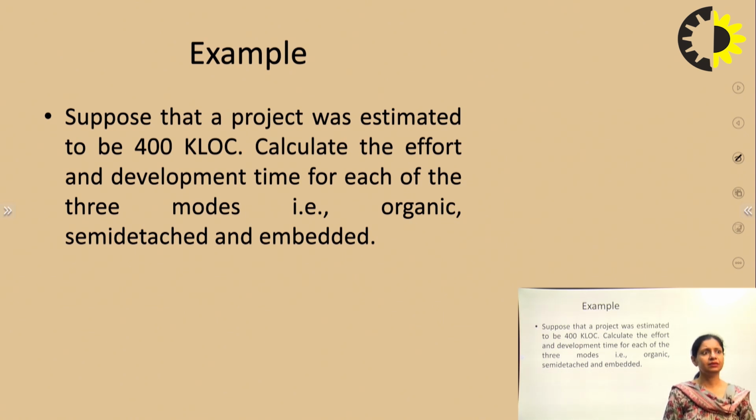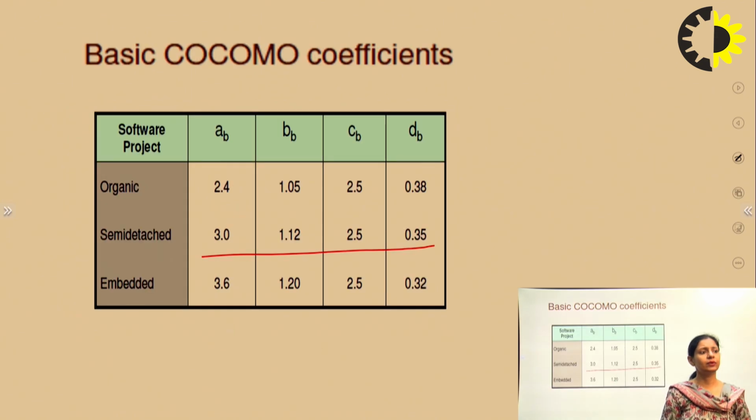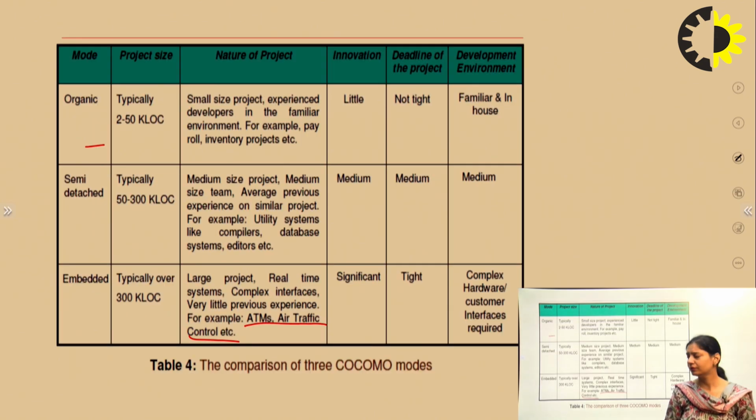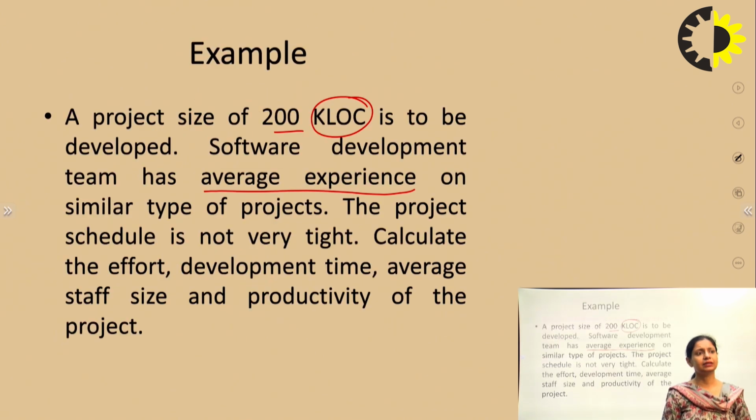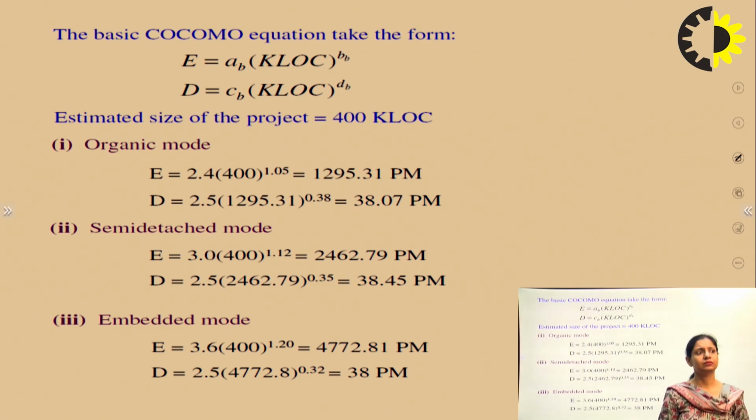We again have an example where the project size is 400 KLOC and we need to calculate the effort and the development time for each of the modes. In case these three modes were not given, then we need to check the total lines of code, that is 400, and as per the table over here, we typically see that there are 300 KLOC. In embedded systems we would only be calculating the embedded, but since here they are asking for the organic, semi-detached and the embedded ones, we will calculate the equations for the organic, semi-detached and the embedded one separately.